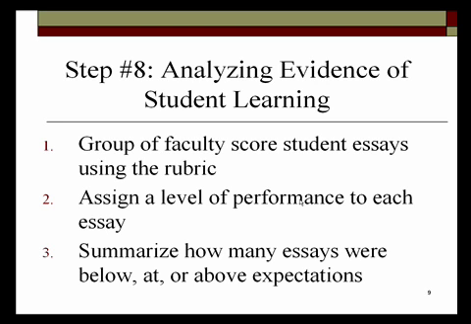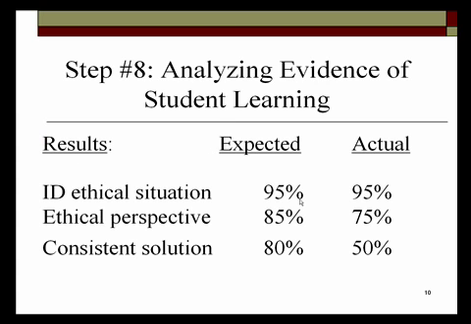Then we apply the rubric to the student essays, like scoring them. Yes, exactly. At least 2 or 3 faculty, or in some cases, trained graduate students, should read each of the sample essays using the rubric, assign a level of performance to each, and summarize how many essays were at, below, or above expectations. Let's say that students overall met the expectation for identifying ethical situations. They did pretty well in correctly articulating an ethical perspective, 75% against 85%, but they didn't do quite so well in developing solutions consistent with their ethical perspective. They only obtained 50% instead of 80%.